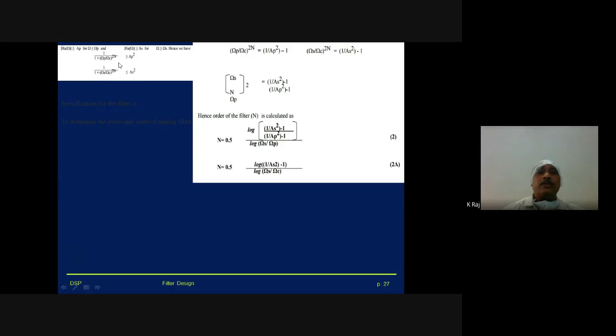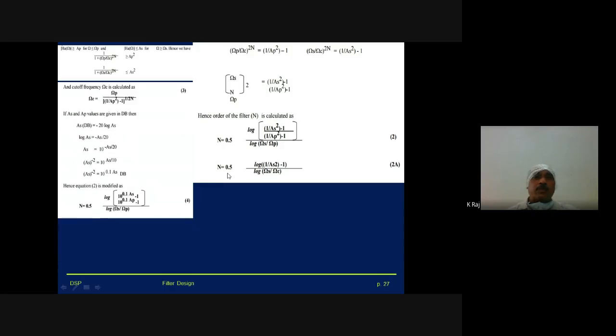Here we have replaced the omega by omega p. Then we have defined here the Ap square, and similarly we have described here the As square. Then by these two relations, if we consider the Ap square upon the As square, we can get the value of the n, and it will be derived by this formula: 0.5 log of (10 to power 0.1 As minus 1) divided by (10 to power 0.1 Ap minus 1), then total divided by log omega s by omega p. This is the formula that has been derived in order to get the order of the filter using which type of approximation?